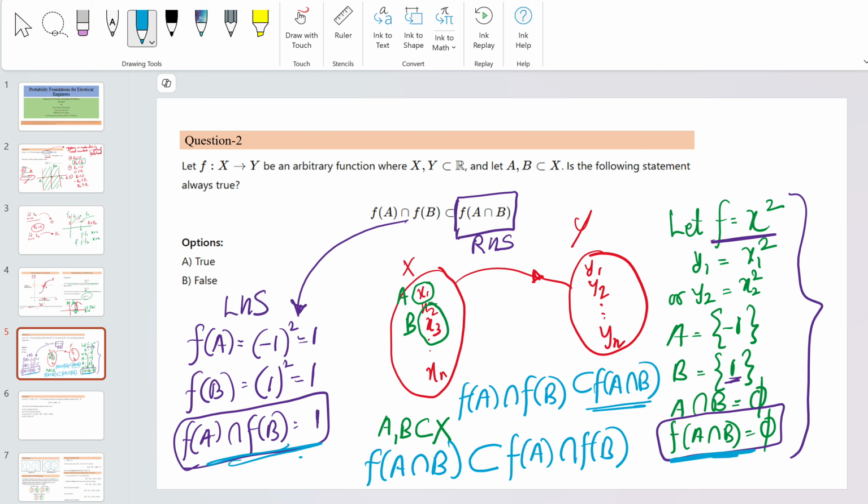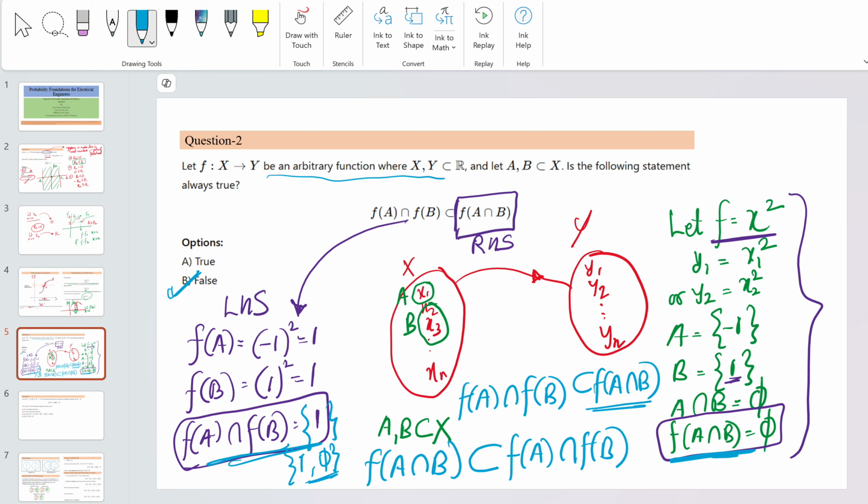Why is that? Because when you have one element as 1, there is no element possible in an empty set. The empty set will be there, and 1 will also be there. So f(A intersection B) is a subset of f(A) intersection f(B), but the converse is not possible. So the solution of this question is false.